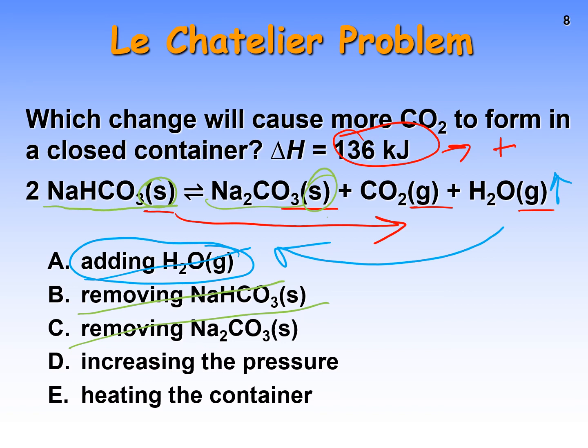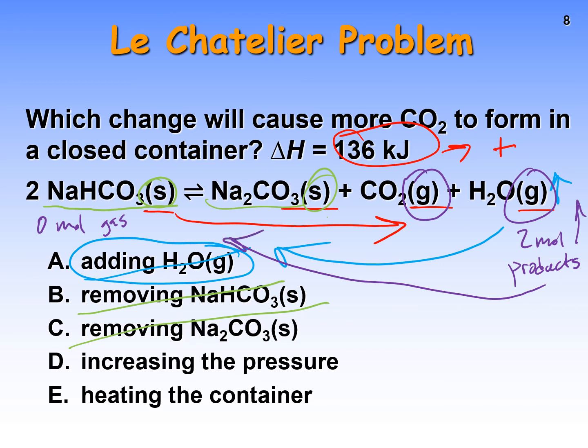Increasing the pressure of our container, this might work. So let's look. We have 2 moles of gases on the product side, and 0 moles of gas on the reactant side. So what will increasing the pressure do? It will cause a shift towards the reactants, which again is not what we want to do. So that can't be it.